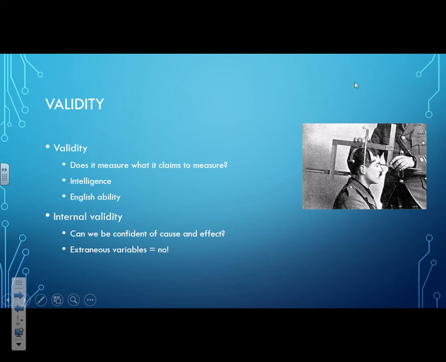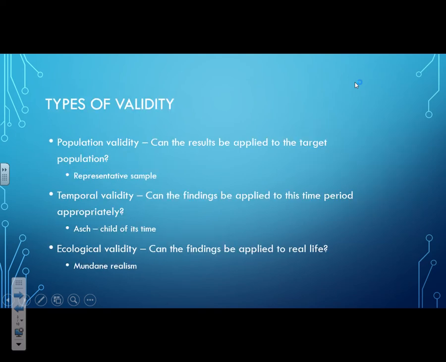And again, internal validity, which I know you're already good with. Can we be confident of cause and effect? So can we be confident it's only the IV affecting the DV? And if the answer is no, because there's lots of extraneous variables, then we would lack internal validity. So a key thing to look for is extraneous variables with that one, but you know both of those.